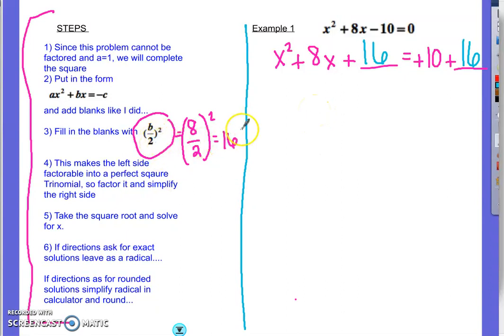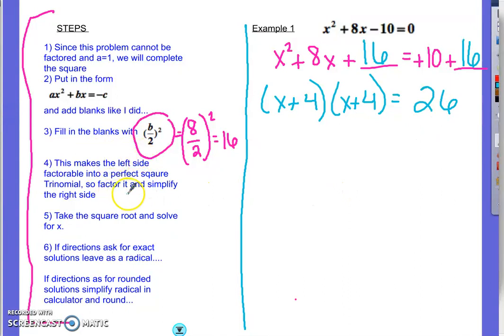Once we've done that, we're simplifying this side. Okay. This makes the left side factorable into a perfect square trinomial, meaning that the factors of 16 add to be 8 or 4. They're supposed to be the same, 4 or 4. So we're going to factor that, and it's supposed to be the same number. If you factor that wrong into two different numbers, then you didn't do this step right. All right, and we'll simplify this side.